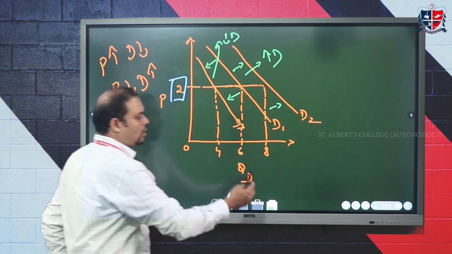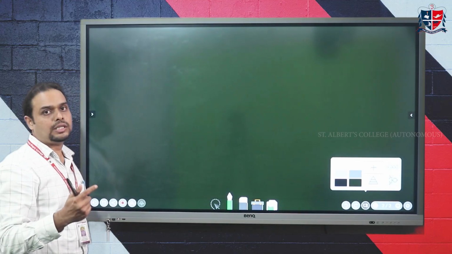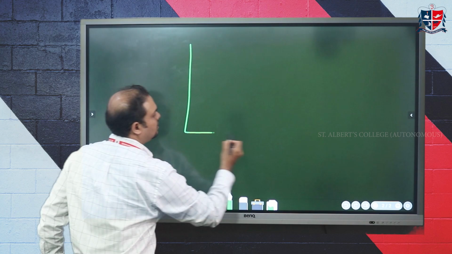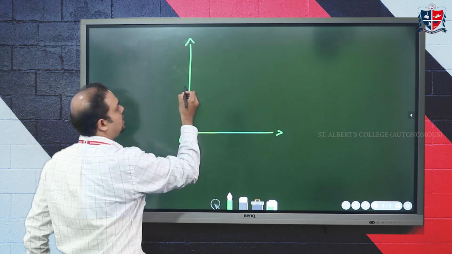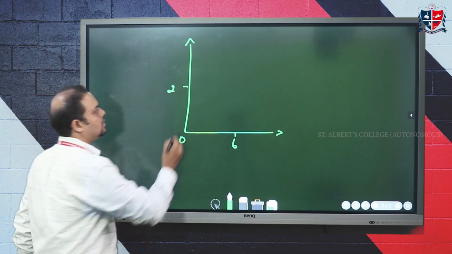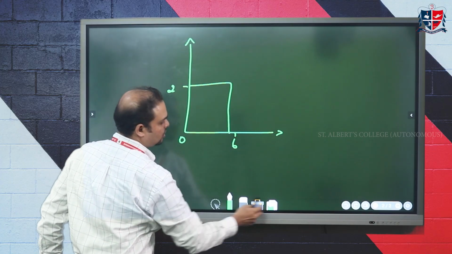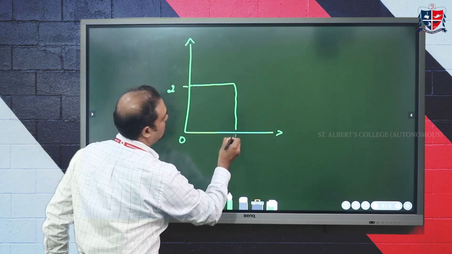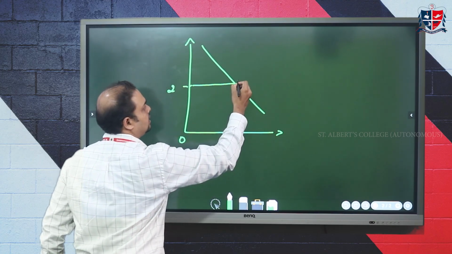Now, you will have another concept here, which is movement along the demand curve. This also functions in a similar fashion. If you look here, we can see 2. I'm going to mark 6 here. This is my demand curve, and this is the point A.